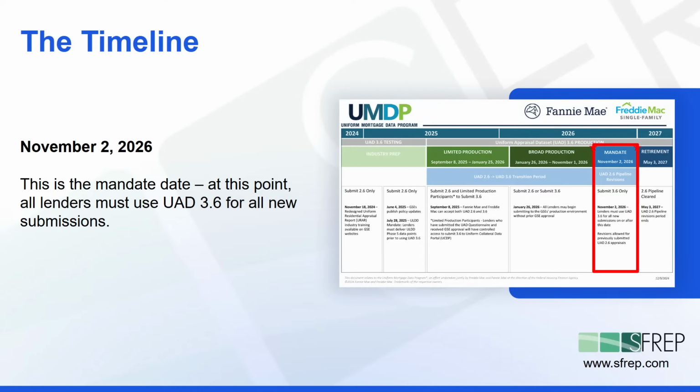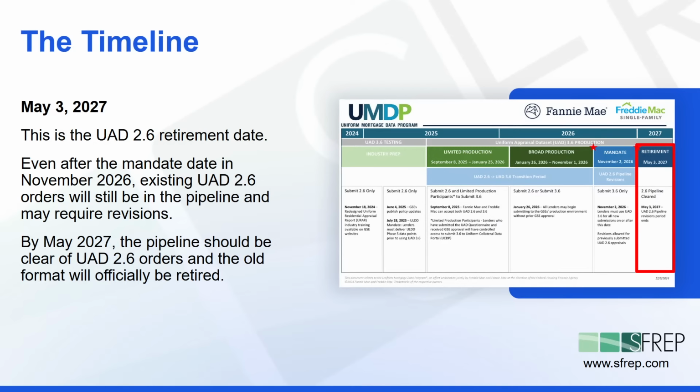But there's another date that a lot of people don't know of, and that's the retirement date, May 3rd of 2027. They expect that there are going to be some revisions in the pipeline for UAD 2.6 reports, if there happen to be, but they expect that all of that is going to be out of the pipeline. Everything's going to be flushed out, and it'll be only UAD 3.6 by May 3rd of 2027.